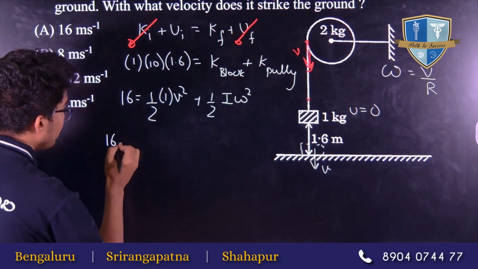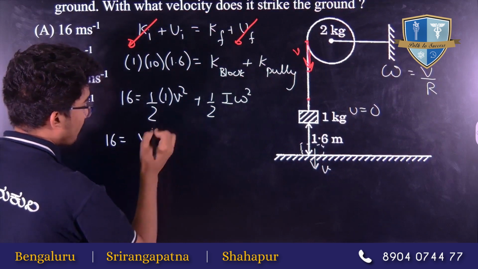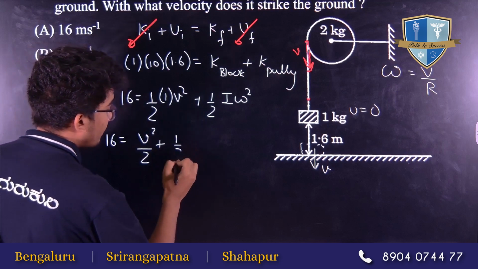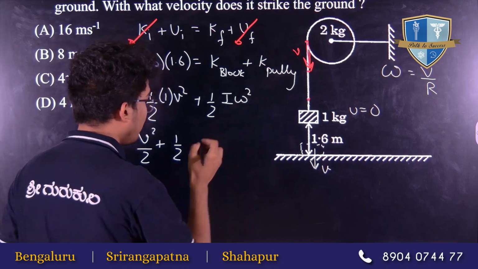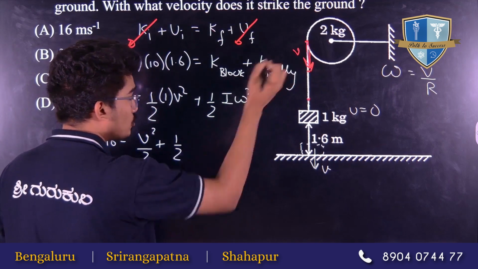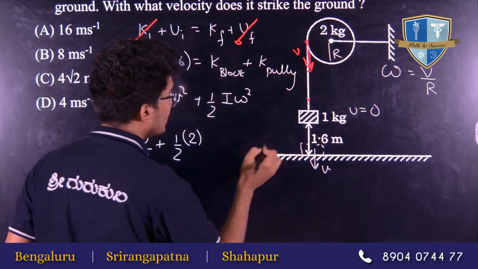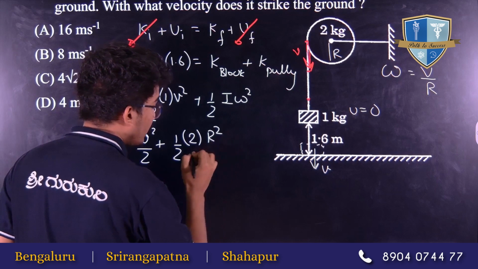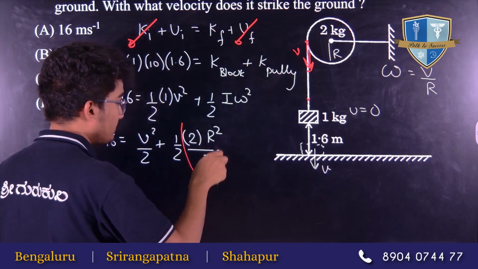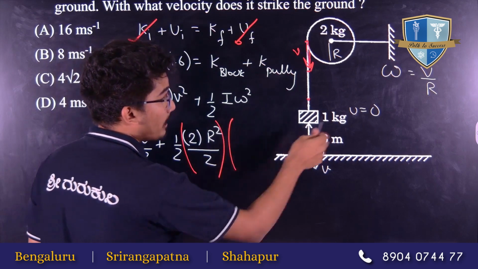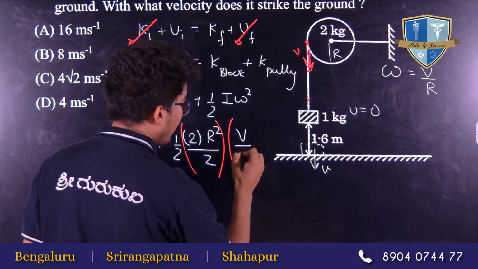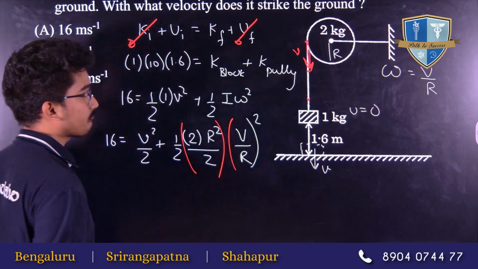So this 16 will be equal to v square by 2 plus half. The moment of inertia for a disc is mr square by 2, and m is 2 kg. So 2 into mr square, let's suppose the radius is r, so mr square divided by 2 is the moment of inertia, into omega square. Omega is v by r, so v by r whole square, correct?